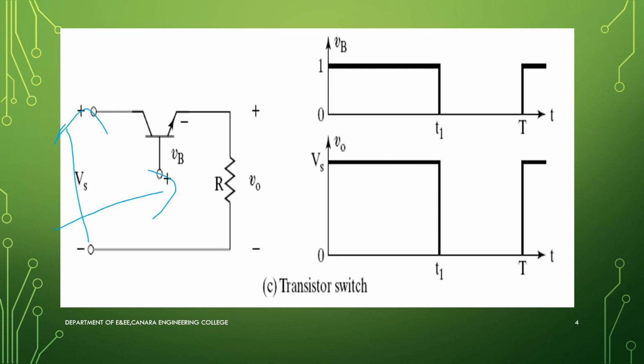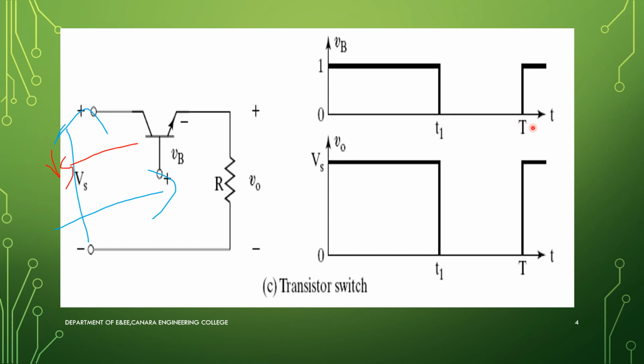We assume a DC input voltage with magnitude Vs, and we apply a continuous signal of duration T1 seconds to the base. Then the transistor will conduct. The voltage across the output V0, that is the voltage across the resistor R, is equal to Vs, neglecting this drop. So on applying the base signal, the output voltage V0 is equal to Vs.